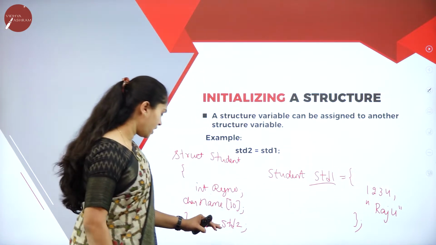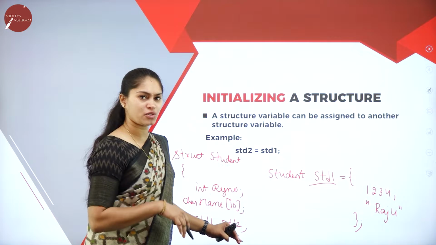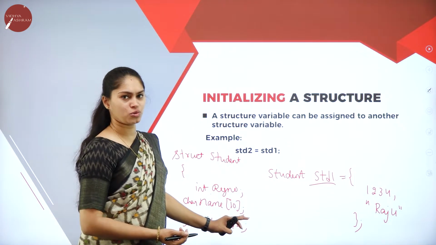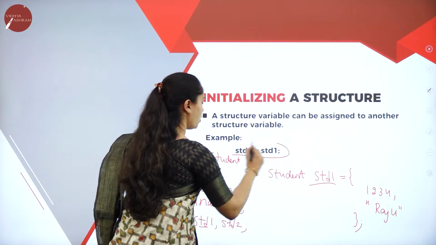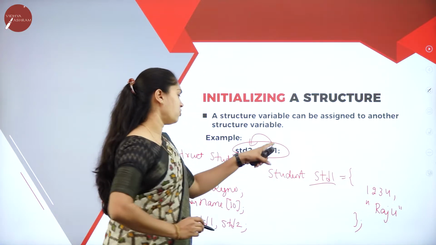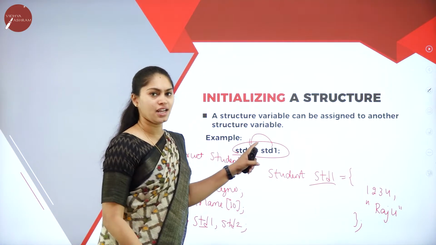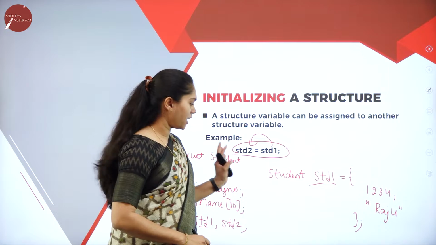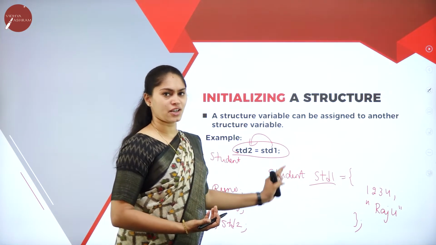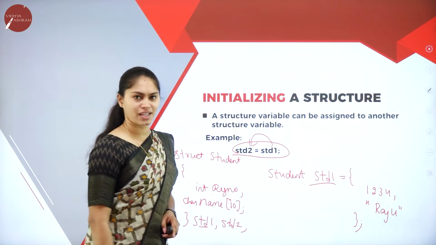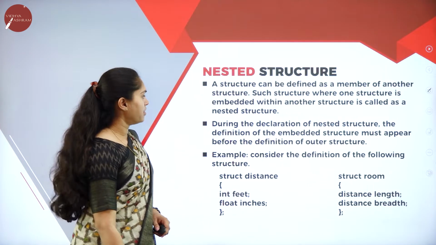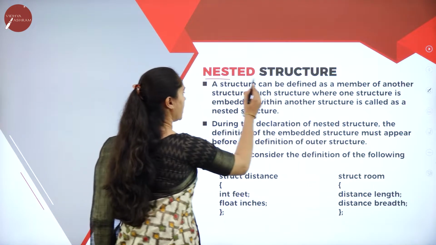So I have one more variable called std2. What I wanted to do, I can also assign the content of this std1 to std2. That is what I am discussing here. So std2 is equal to std1. Whatever we have in std1, that value is going to be assigned to this std2. That is also possible. We can initialize the value to a particular variable, or else I can copy the content of one variable to another variable. So this is regarding initializing of a structure. We'll see the next topic, that is nested structure.